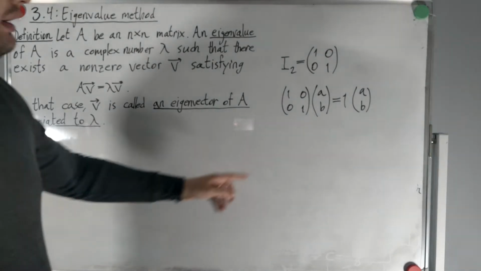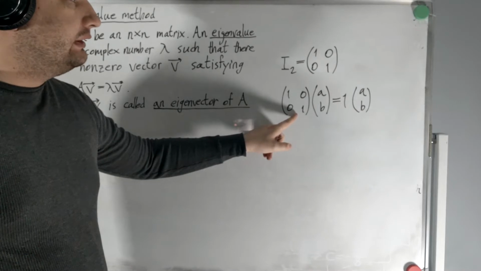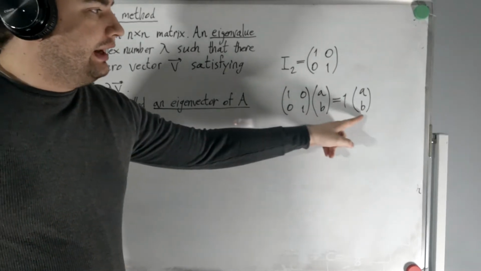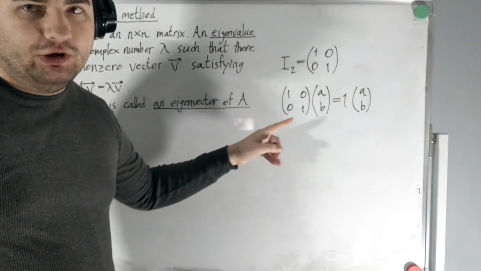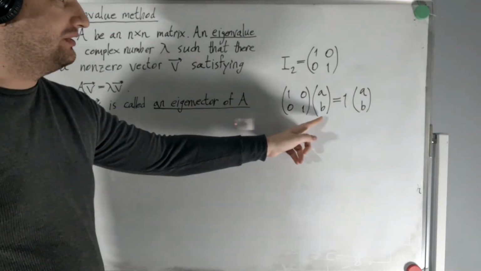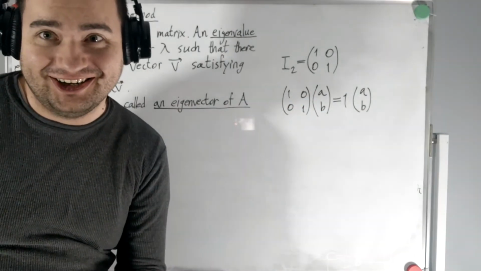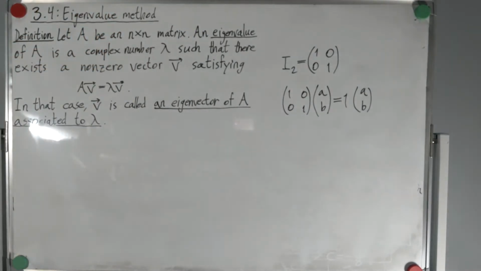So what we say here is that 1 is an eigenvalue of the 2 by 2 identity matrix. And any vector you like is an associated eigenvector. Well, okay. By definition, the eigenvector has to be non-zero. So any non-zero vector is an associated eigenvector. So that's sort of the simplest example you could possibly think of.